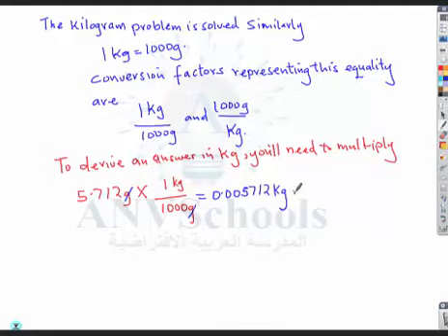The first answer makes sense because milligram is a smaller unit than gram, and therefore there should be more milligrams. The second answer makes sense because kilogram is a larger unit than gram, so there should be fewer kilograms when you convert into kilograms.